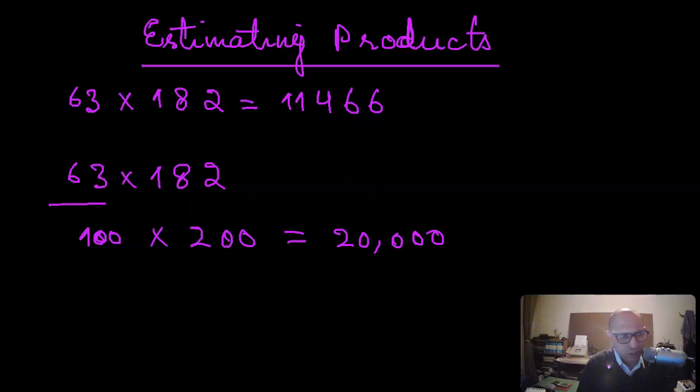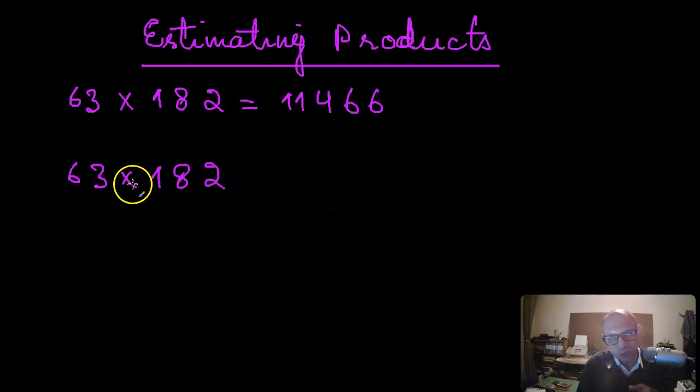Now a better way is to get as close to the actual numbers as possible, in such a way that at the same time you don't make your calculation unnecessarily complicated, right? So now what I can do is that I can see that 63 is a two-digit number, meaning that it has the ones place value and also the tens place value. And so the largest place value in this number is the tens place value. 182 is a number that has the ones, tens, and hundreds place value. The largest place value is the hundreds place value.